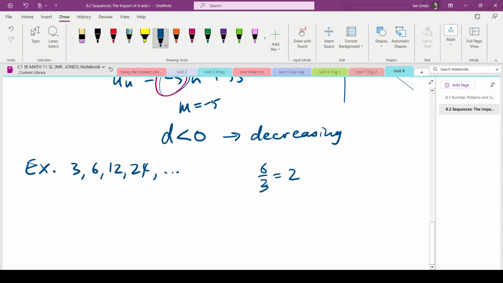Does that work each time? 6 times 2, 12, yes. 12 times 2, 24, yes. Okay, so it's geometric, and r is 2. Okay, we're multiplying by 2 each time.